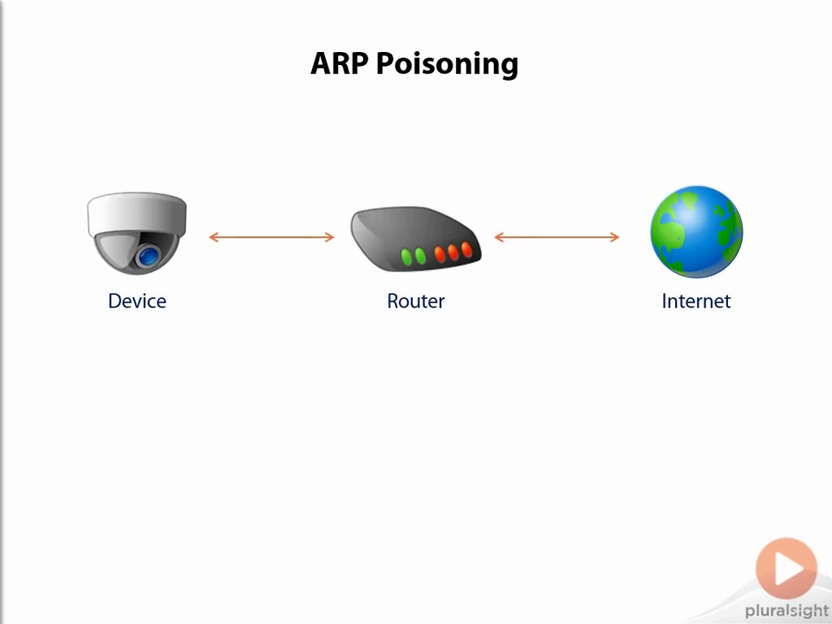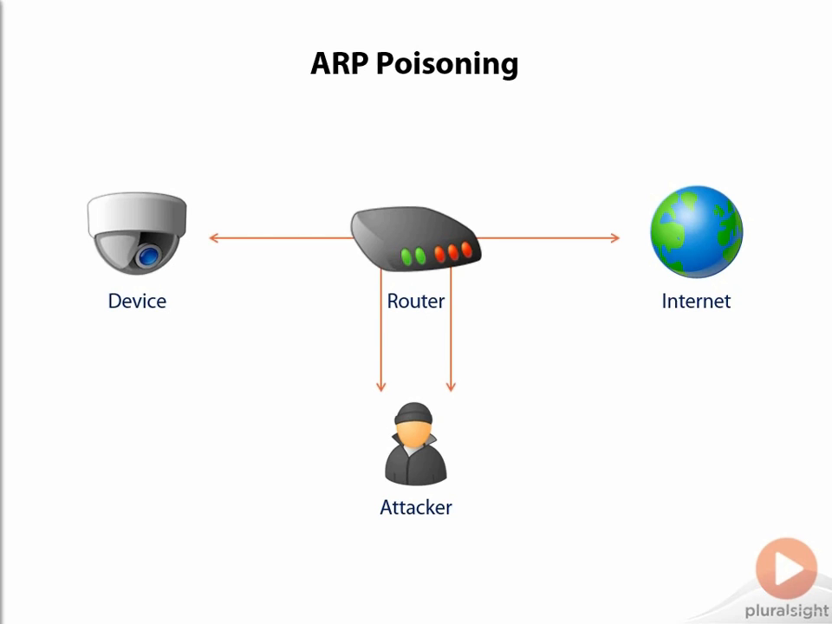We'll take a scenario here where we have a device talking to a router which is then connected to the internet. Normally the traffic flows backwards and forwards like this. Now let's bring an attacker into the picture. What the attacker is going to do is, instead of routing that device through the router over to the internet, the attacker is going to trick the device into communicating with him instead. So it looks more like this.